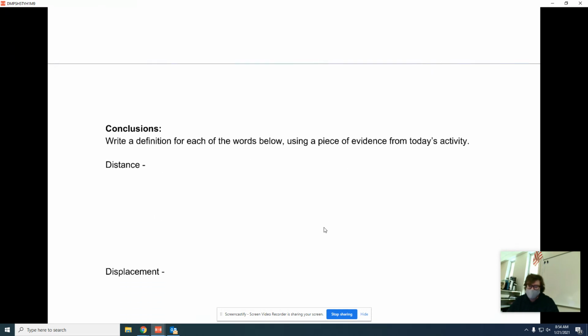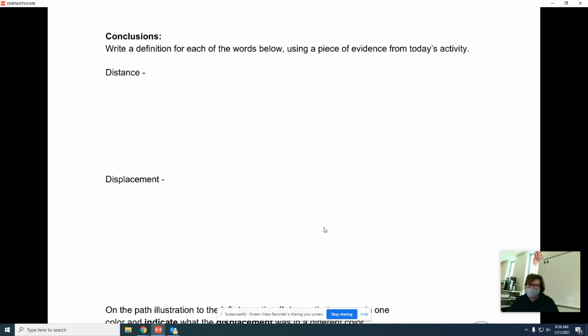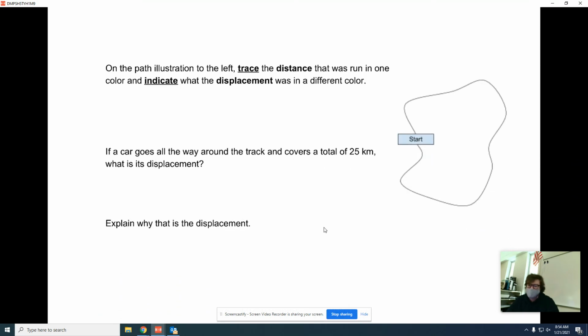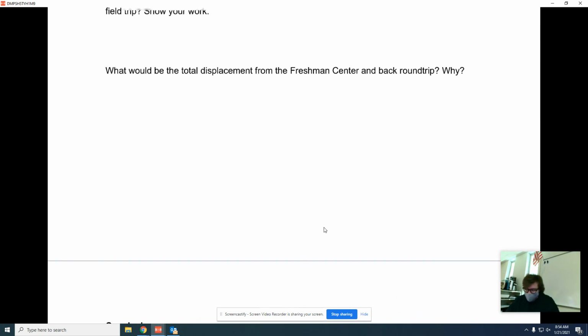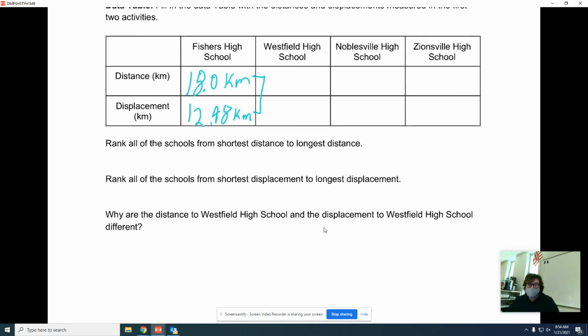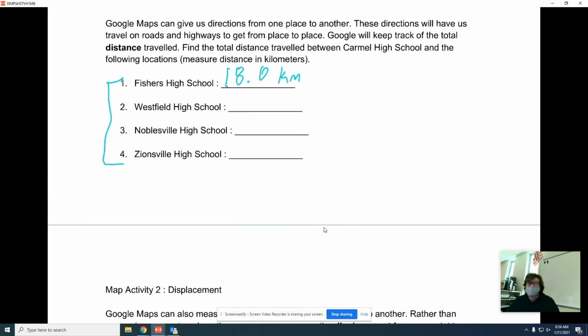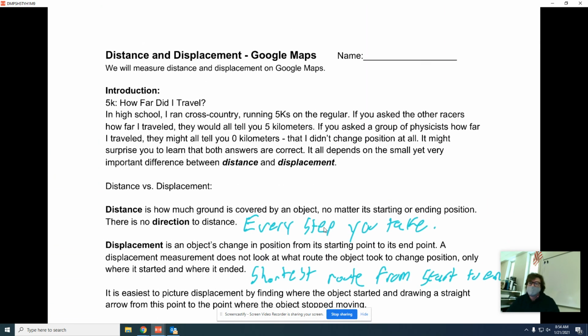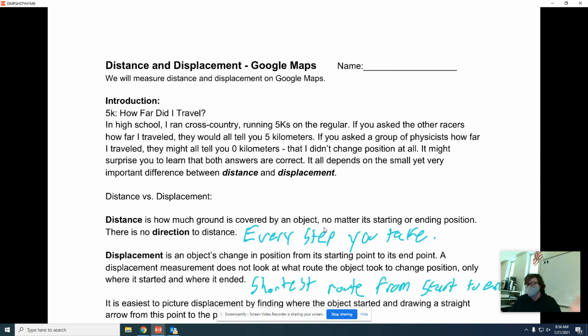And then finally, on our last page, I want you to come up with your own definitions for distance and displacement. And then there's 3 final questions for you to answer. If you go through all of this information, I think you guys, as long as you've watched the video, should be able to fill in the rest of our activity here. If you need more help, re-watch this video, see if it answers your questions.